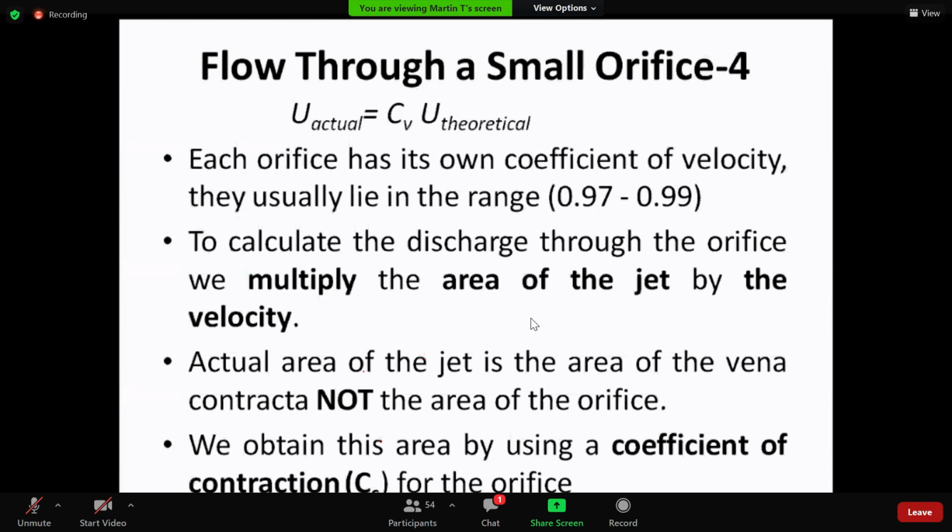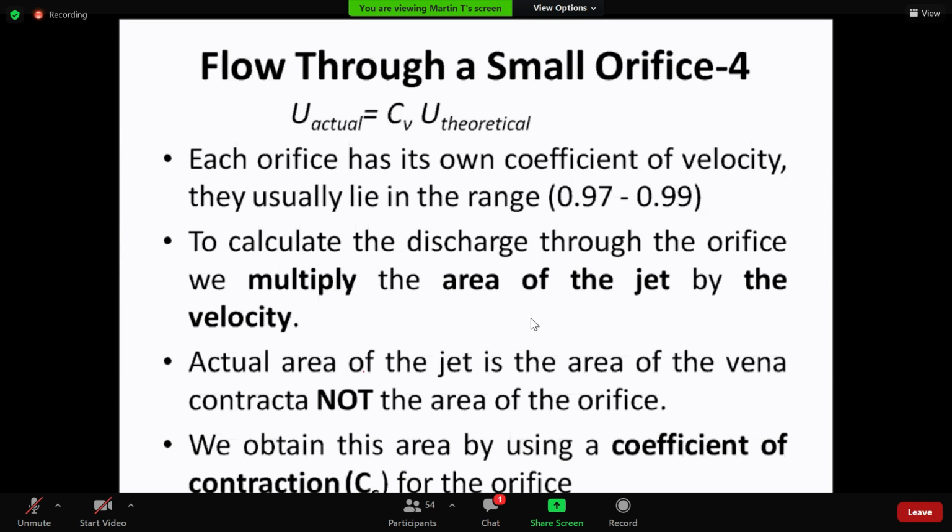So actual velocity is equal to the CV, coefficient of velocity, times the theoretical velocity. Now, most orifices, like they are noting there, have a CV that ranges from 0.997 to 0.99.